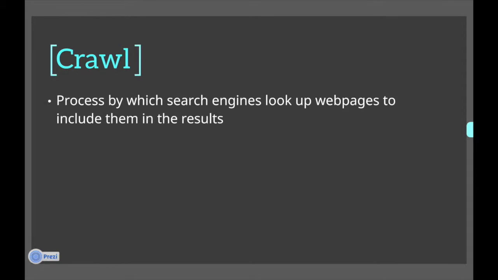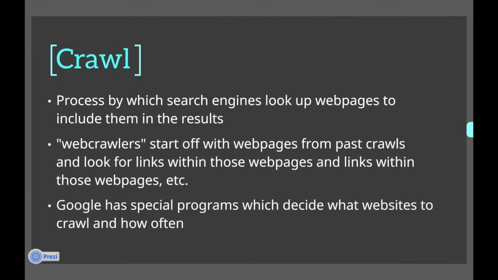The crawl is a process by which search engines look up web pages to include them in results. Web crawlers start off with web pages and links within those web pages, and links within those web pages, etc. Google's main crawler is called Googlebot. Google has special programs which decide what websites to crawl and how often.